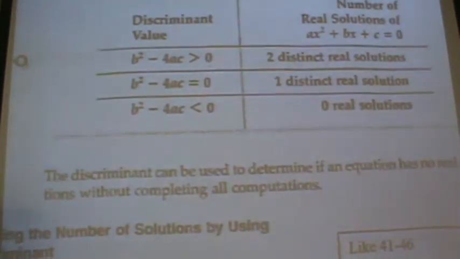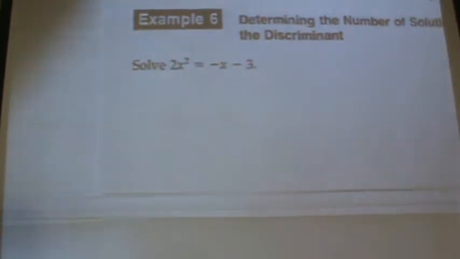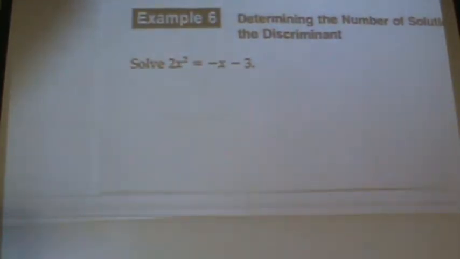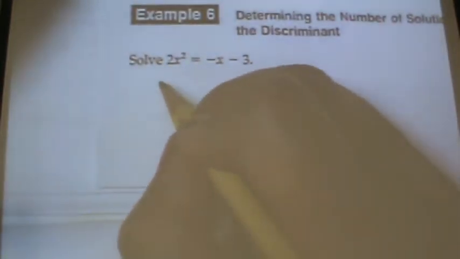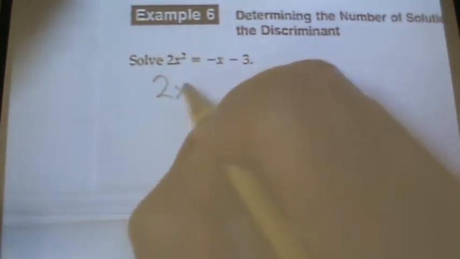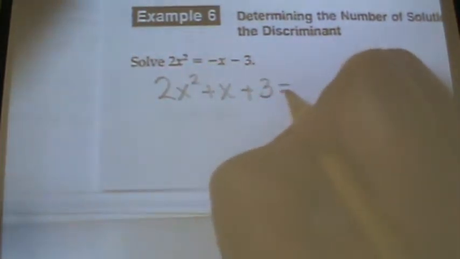So let's look at this problem right here. 2x squared equals negative x minus 3. I want to know what the discriminant is and how many solutions. In other words, how many times does this thing hit the x-axis? So what do you first do? Throw it into standard form.